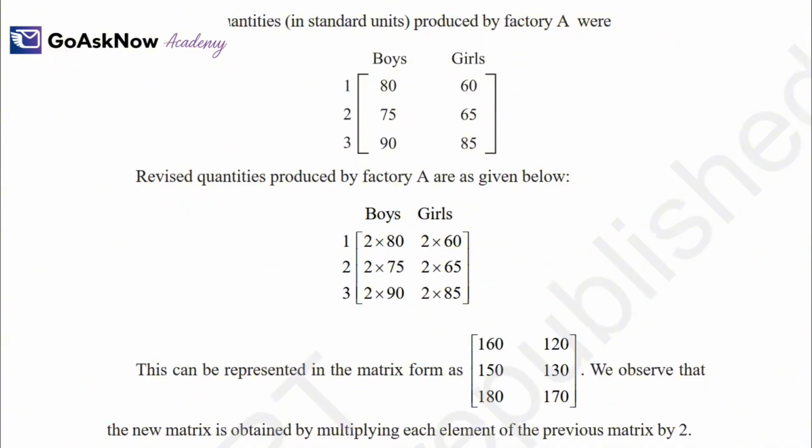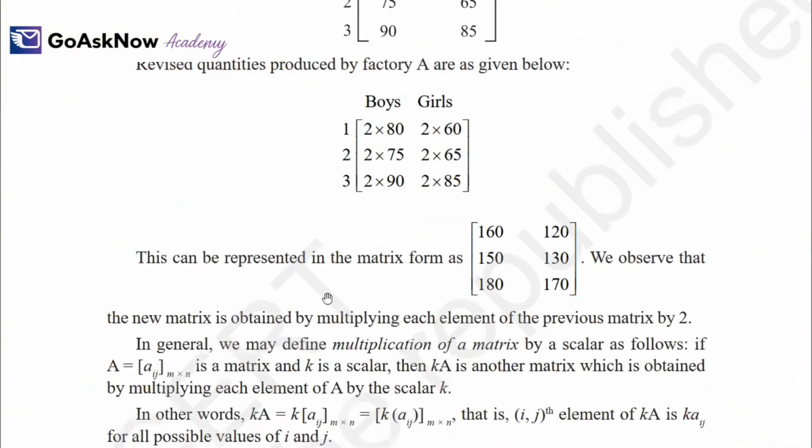Let's move further and see the answer. This can be represented in matrix form as a matrix of 160, 120, 150, 130, 180 and 170. All the elements are multiplied by 2 only here. We observe that the new matrix is obtained by multiplying each element of the previous one by 2. So it is also obvious.